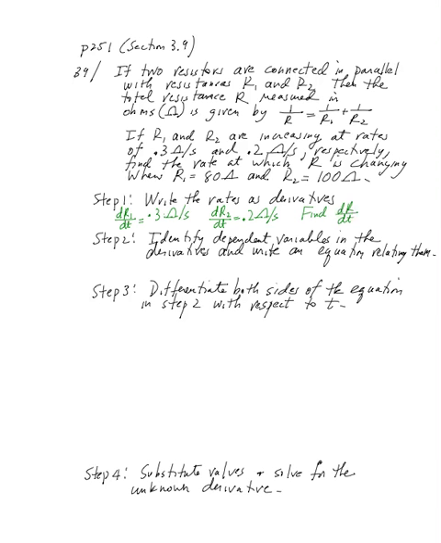Step 2, identify the dependent variables in the derivatives. There are R1, R2, and R. Again, just look at the variable in the numerator. We need an equation relating these. Hey, they give it to us.